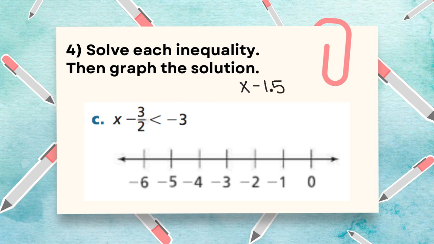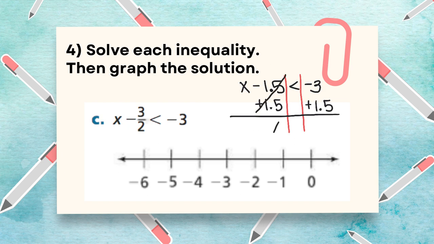What is the inequality symbol that's in this problem? It's the less than symbol. Negative 3. I'm going to place my lines here. Now I have to get rid of the minus 1.5. I'm going to add 1.5. Minus 1.5 and plus 1.5, those cancel. Leaves x. I bring down my inequality symbol.